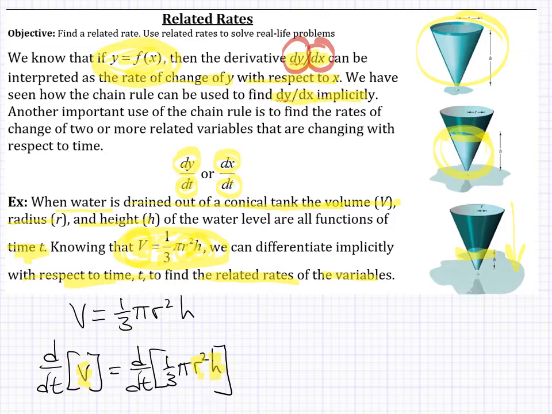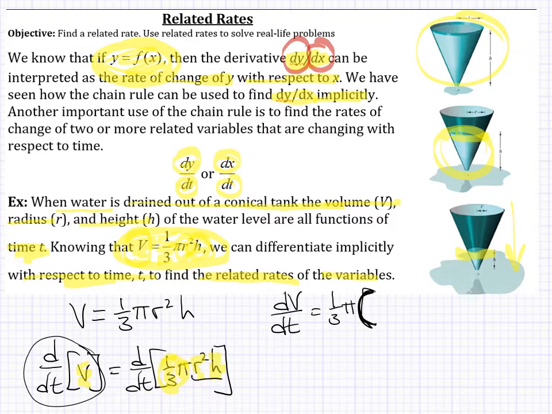Notice 1/3 and pi are constants, in this case constant multiples, so we can handle that as such. And so if we take the derivative with respect to t, well, the derivative of V with respect to t would be dV dt. The 1/3 and the pi can come out. Well, I'll put parentheses there.